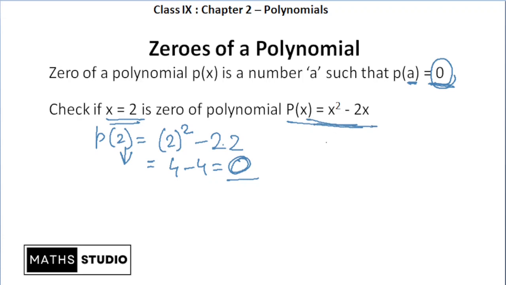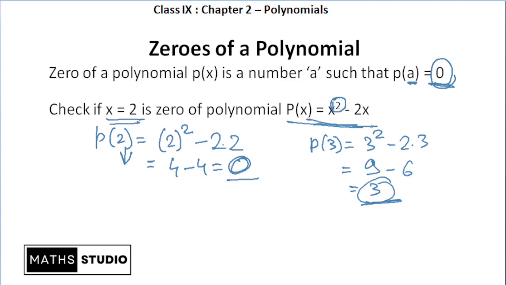Now, suppose I put the value 3. So p of 3 would be what? 3 square minus 2 into 3. That would be 9 minus 6, that is 3. We wanted 0, but we are getting 3. That means it's not a zero of the polynomial.